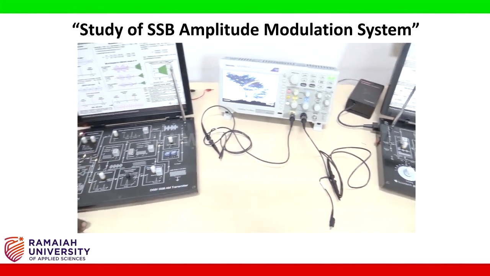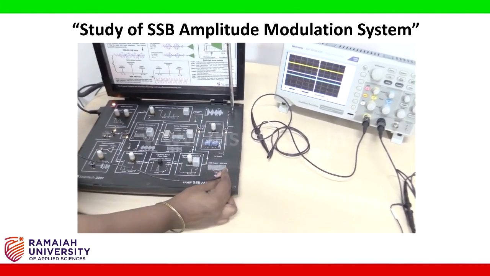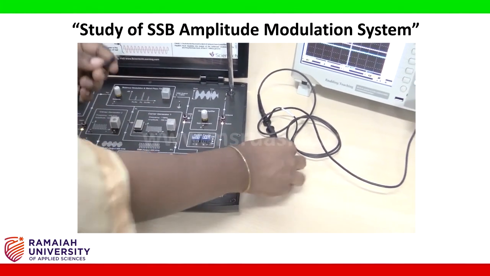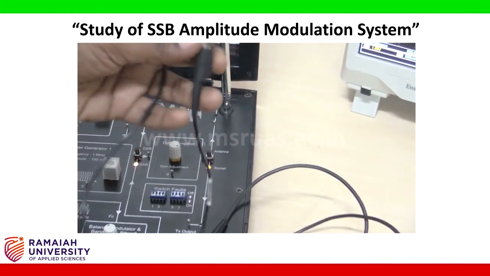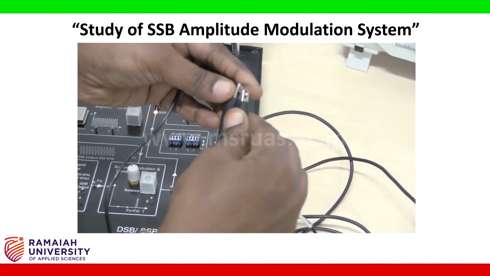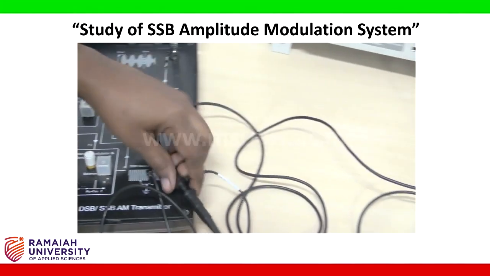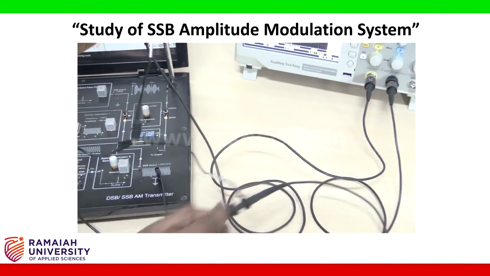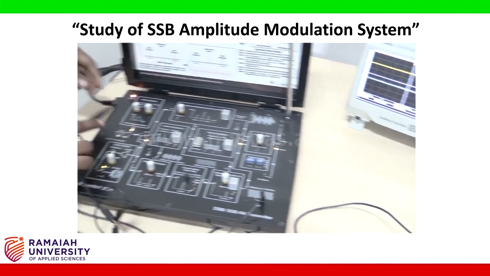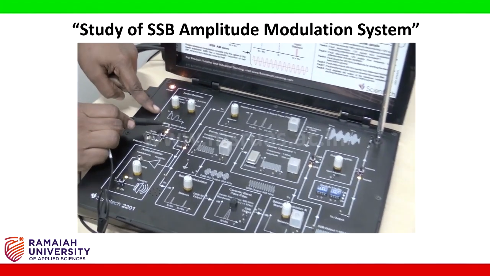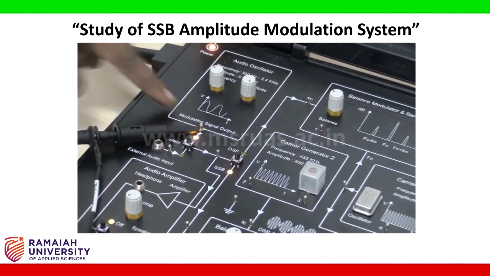Next, take a connecting wire and connect this to the ground. Now, in both the CRO probes, connect the negative to the ground. So this is first channel, this is second channel. We use this for message checking. So we will put this at the message output of audio oscillator and observe the CRO.